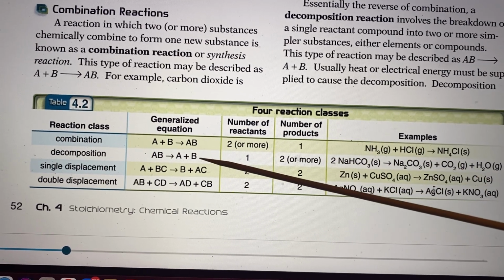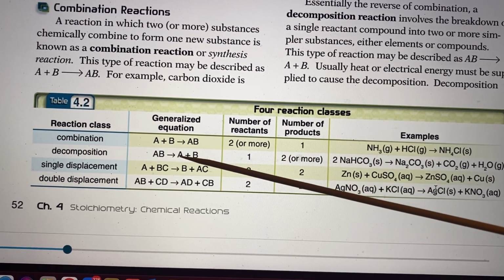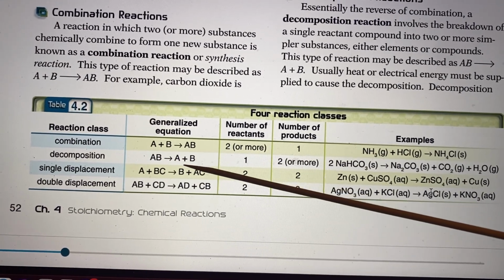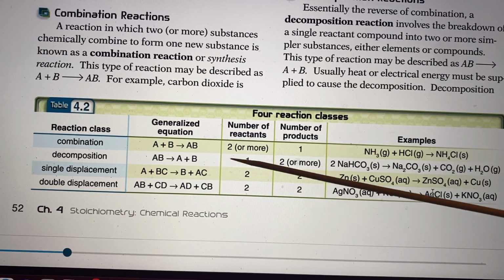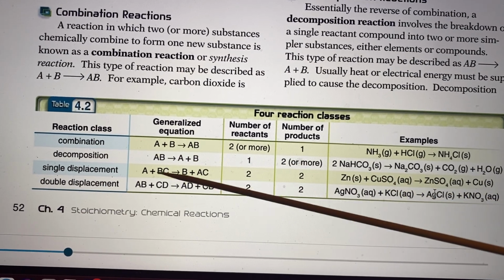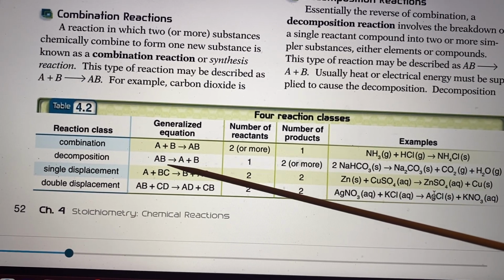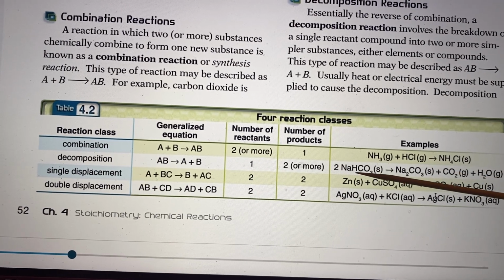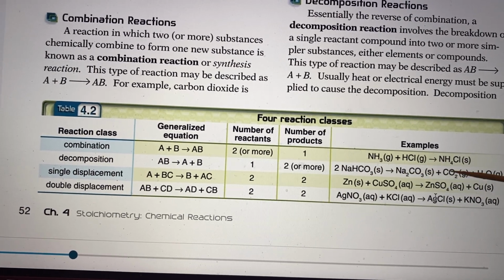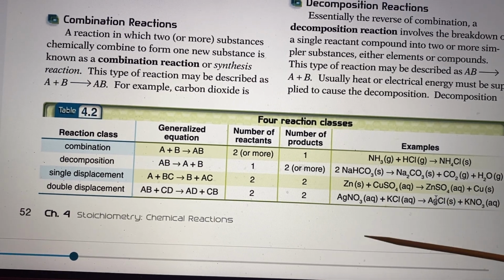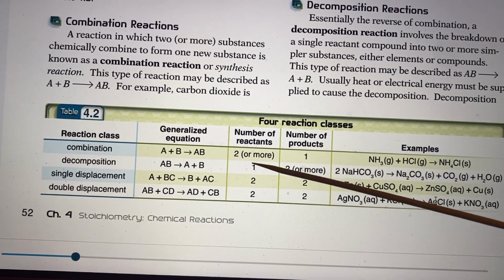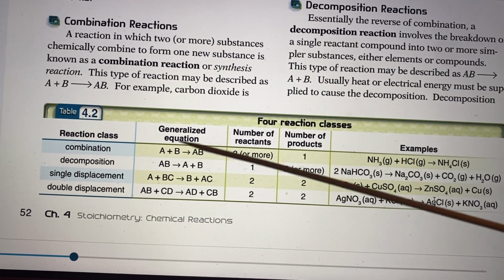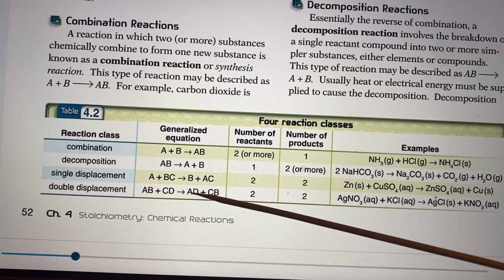And then we have the opposite, and it's decomposition. So you're going to have 1 reactant forming 2 or more products. This reactant is decomposing into more products. And here's an example of that. 1 reactant decomposing into 1, 2, 3 different products. So 1 reactant and 2 or more products. So these are pretty easy to see when you have that.